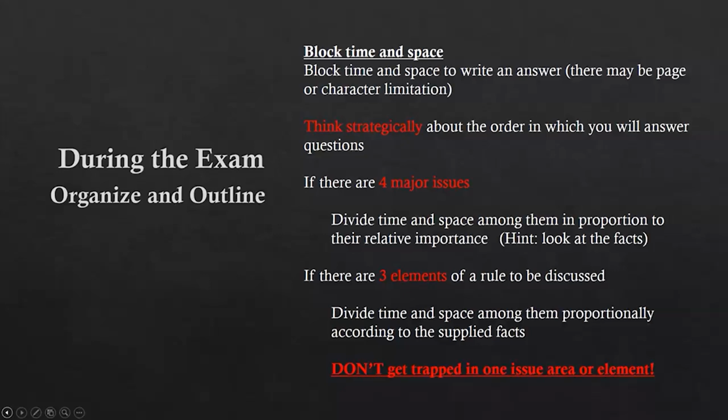It's really important that you proportionally allocate time according to the facts provided, and if you're given a weight, certainly according to the weight. So what also happens, because nerves take over, is that if you don't have a solid plan that gives you specific times, you may get trapped in one area or element. And the result is that you're really minimizing the amount of points that you're able to get. So really having this plan, blocking time and space, and being strategic about the order in which you answer your questions will prevent you from getting trapped in one area or element.